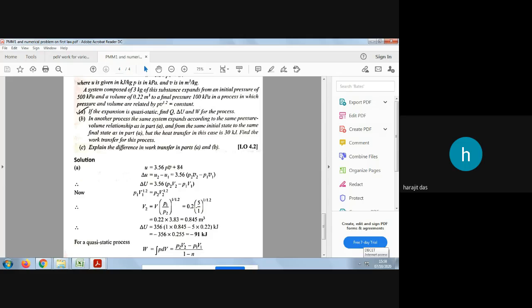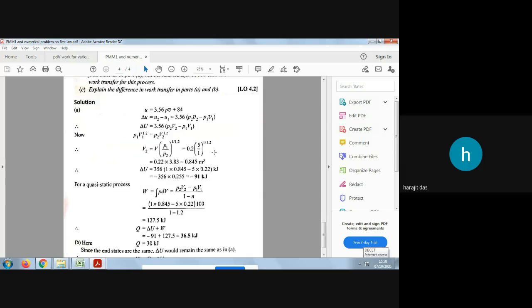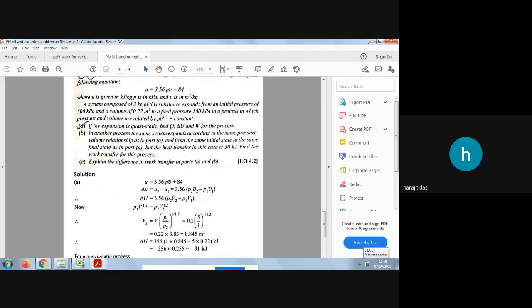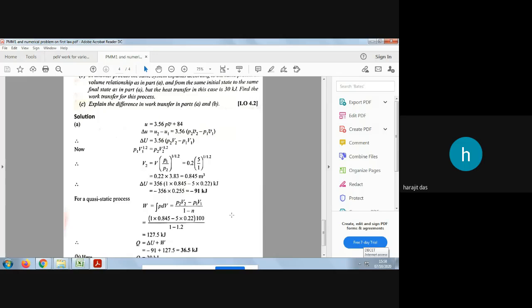Okay, now what you are asked to find out in another process, yeah, Q and W also you need to find out, isn't it? So the W, how you will be finding out, because the volume is changing. Okay, and the relation is given by P V to the power 1.2 equals constant. Means one process where pressure and volume relate by this formula. So you have already come across that P V to the power n equals constant is the equation for polytropic process. And what is the work done for polytropic process?